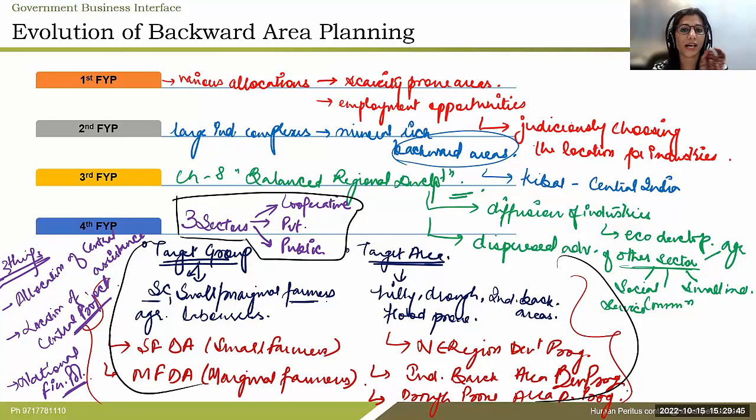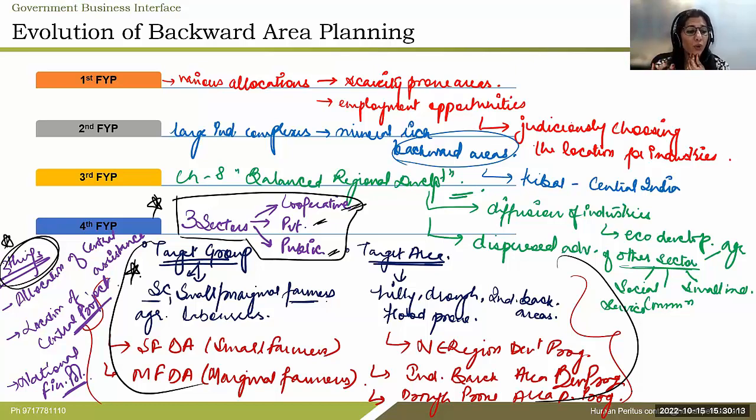So this was one thing which we have read about the fourth 5-year plan, that there were target groups and target areas. Then there were three things on how the center can help the backward areas become more advanced. And finally, there were three sectors on which an area's advancement or backwardness can vary, which were cooperative, private, and public.